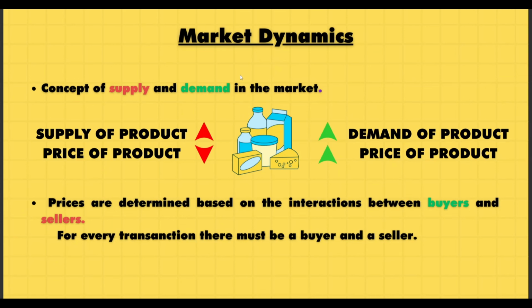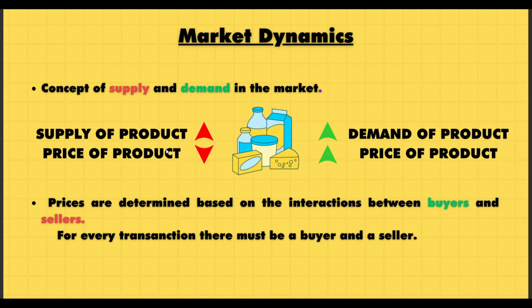So now let us move on to the market dynamics, and in this you will learn about supply and demand. The basic concept of supply and demand is, whichever market you are trading in, like I've told you before, whether stock market, currency market, bond market, or commodity market, in all the markets you have to focus on the supply and demand zones. So let's understand it this way. If the supply of a product increases, the price of the product decreases.